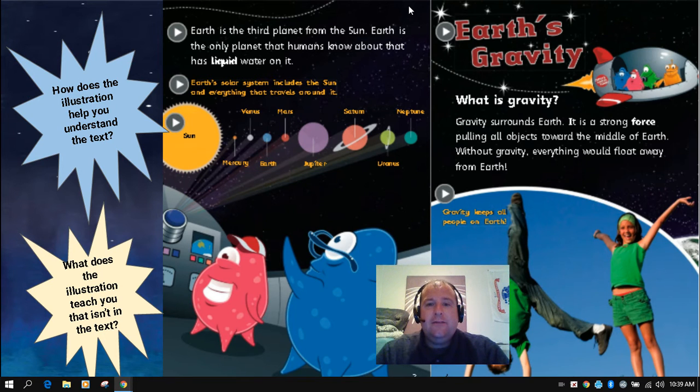Earth is the third planet from the sun. Earth is the only planet that humans know about that has liquid water on it. Earth's solar system, I'm going to look at this diagram right here. Earth's solar system includes the sun and everything that travels around it.